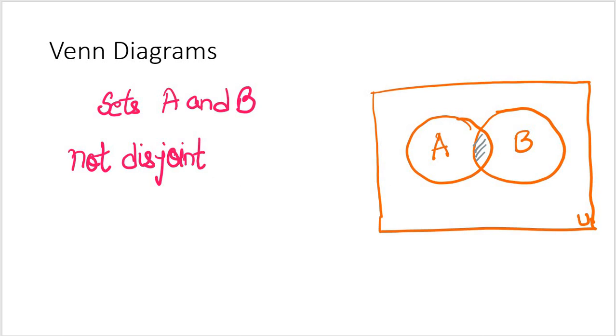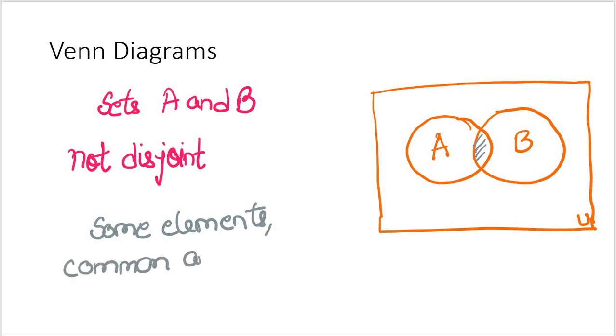In this particular case, I have some elements common among set A and set B, and these common elements are in this shaded area. That's why there is an overlap.